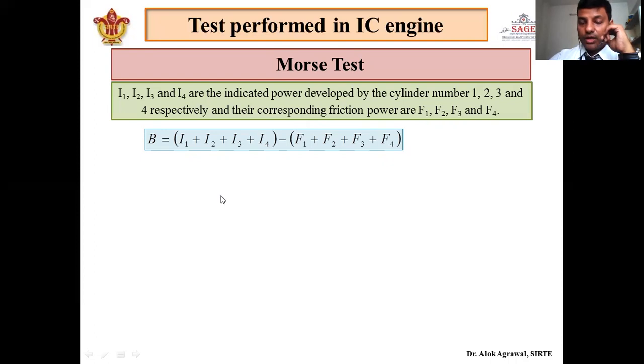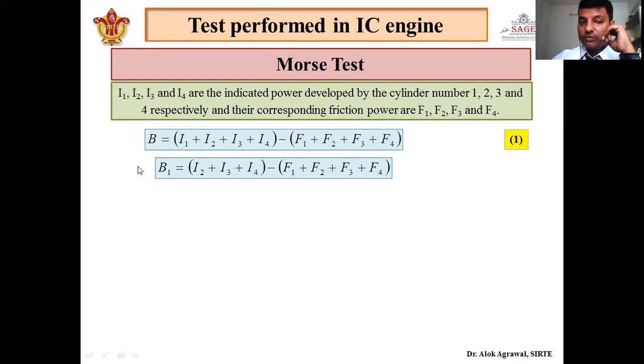Again, what is our aim? Our aim is to evaluate the indicated power and friction power of the engine. Now give this equation 1. Now what will be B1? B1 is when cylinder 1 is cut off. So when cylinder 1 is cut off, there will not be any combustion in cylinder 1, so indicated power will be 0. So I1 will be 0.